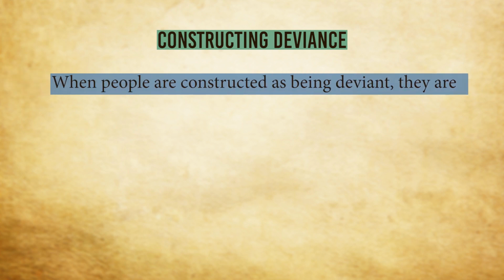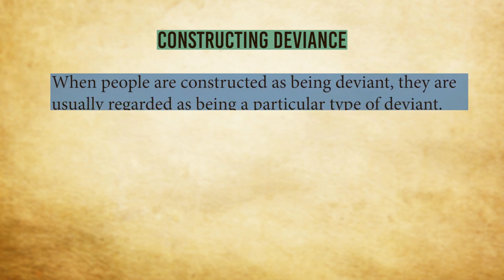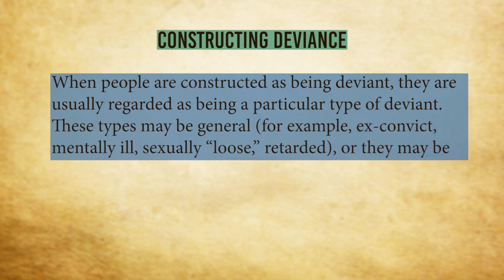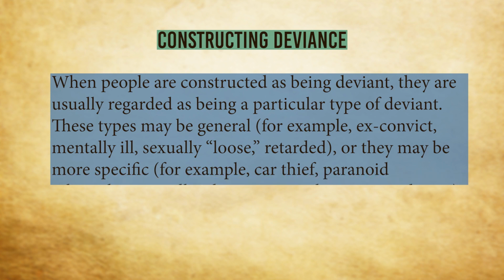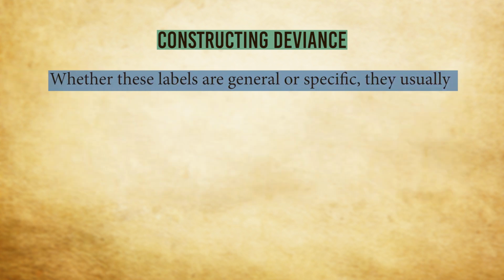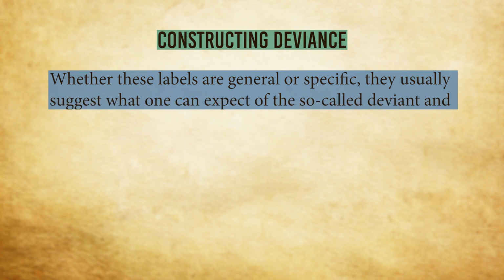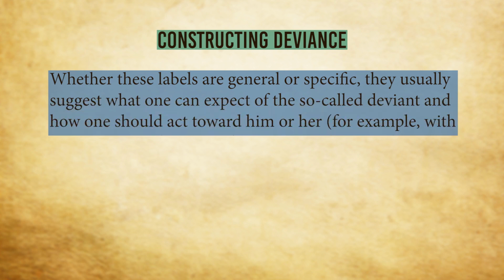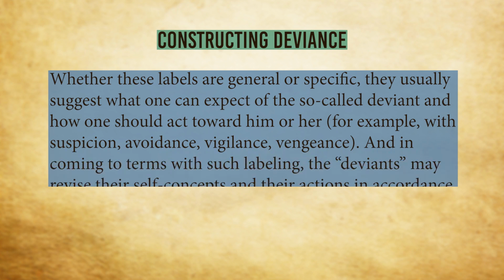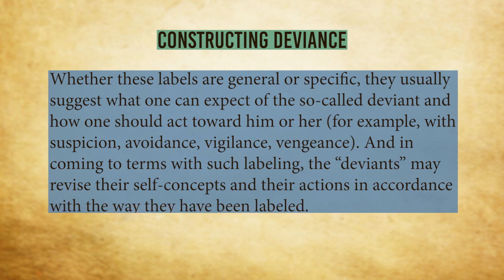Constructing deviance. When people are constructed as being deviant, they are usually regarded as being a particular type of deviant. These types may be general, for example, ex-convict, mentally ill, sexually loose, retarded, or they may be more specific, for example, car thief, paranoid, schizophrenic, call girl, a person with Down syndrome, etc. Whether these labels are general or specific, they usually suggest what one can expect of the so-called deviant and how one should act towards him or her, for example, with suspicion, avoidance, vigilance, or vengeance.